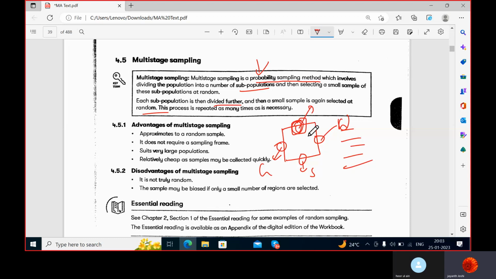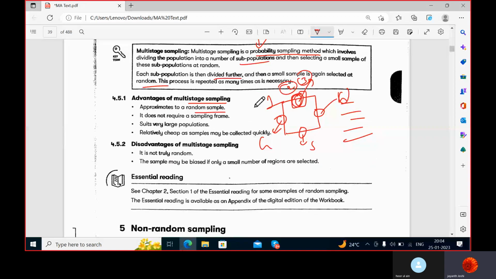So the advantages of multi-stage sampling: it approximates a random sample, of course, because whatever I pick, I'm not sure what I'm picking, but I have confined my areas. So one thing out of that will come to some extent, but not exactly the one which I'll be picking. That's not sure. So it approximates a random sample, but is not exactly a random sample. These quasi-sample methods resemble random sampling, but they're not exactly random sampling. It does not require a sampling frame. It suits very large populations. It is relatively cheaper and samples may be collected quickly.